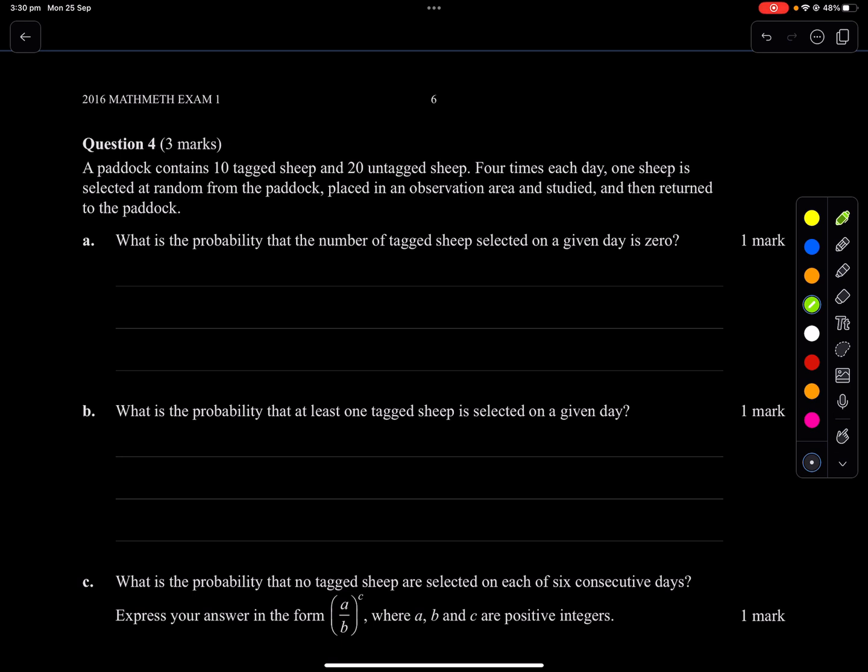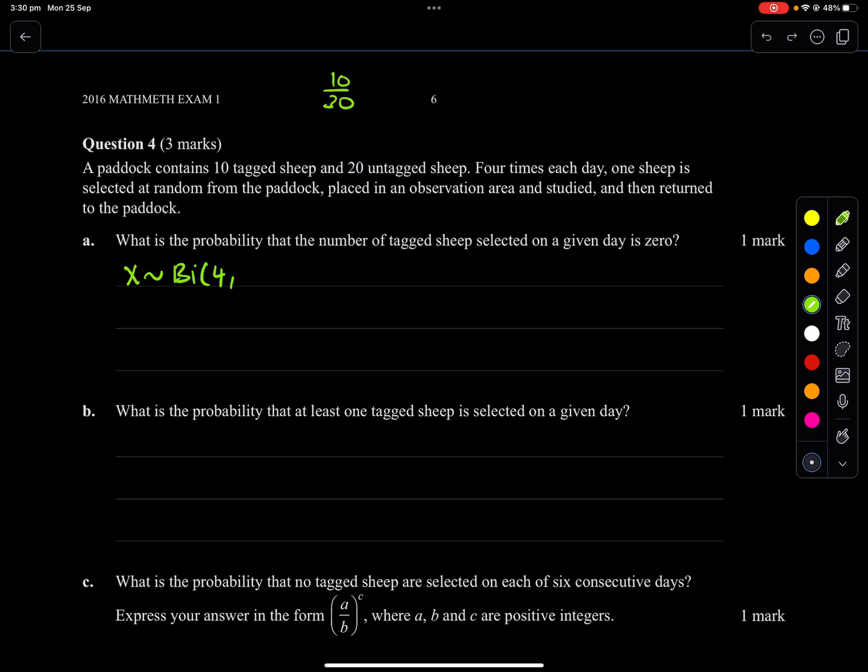So we want to find the probability that the number of tagged sheep selected on a given day is 0. Let's say X is binomially distributed. We know that in a day they take 4, because 4 times in a day. And we want the probability of being a tagged sheep. In total, the probability is 10 over 30, because if you add these, it'll be 30.